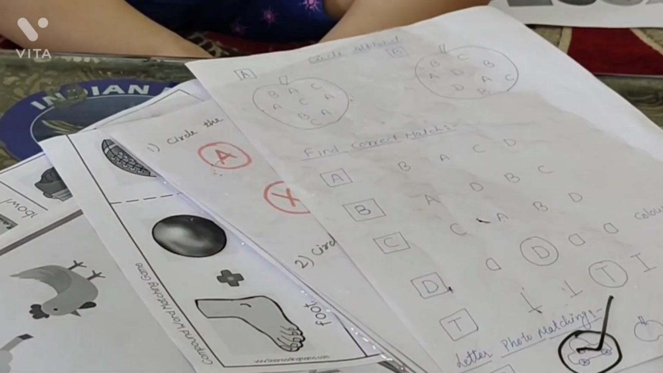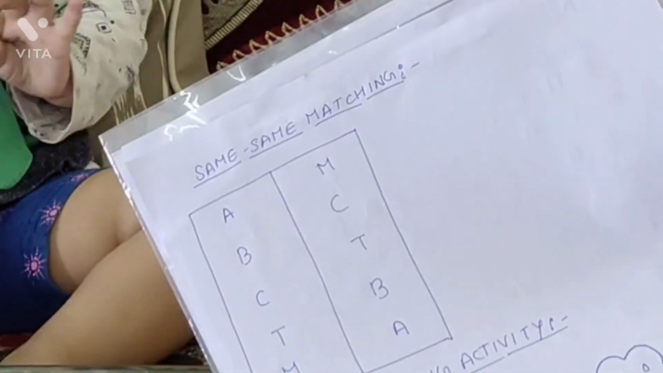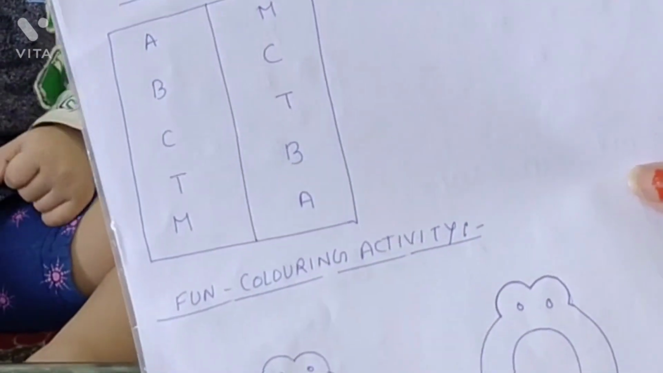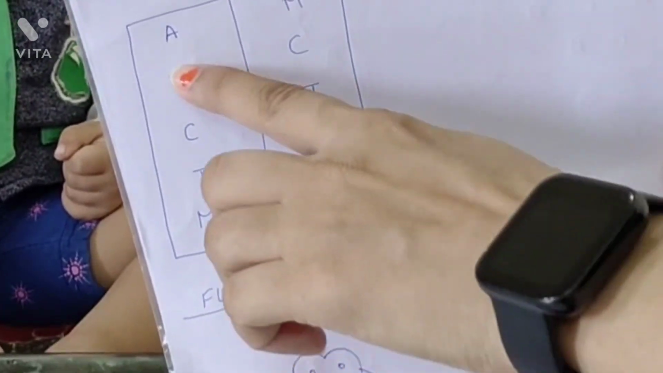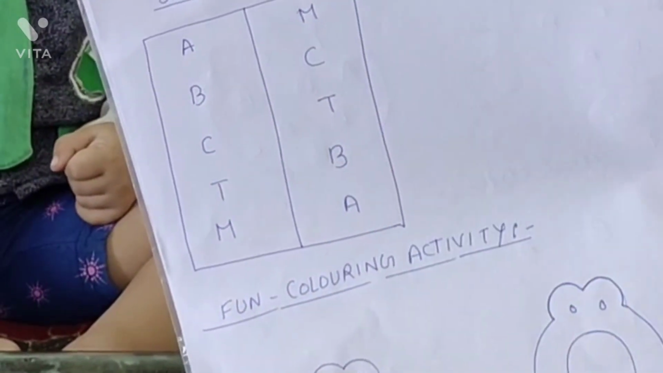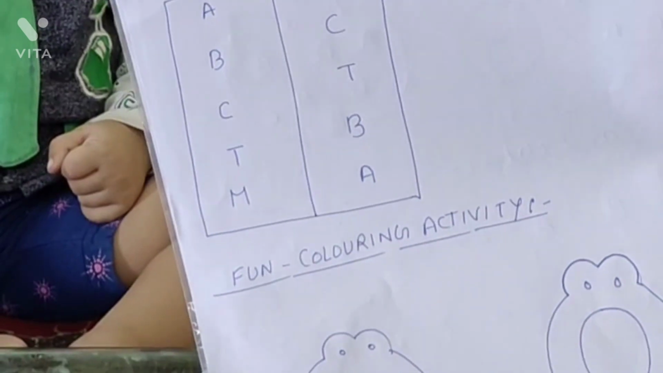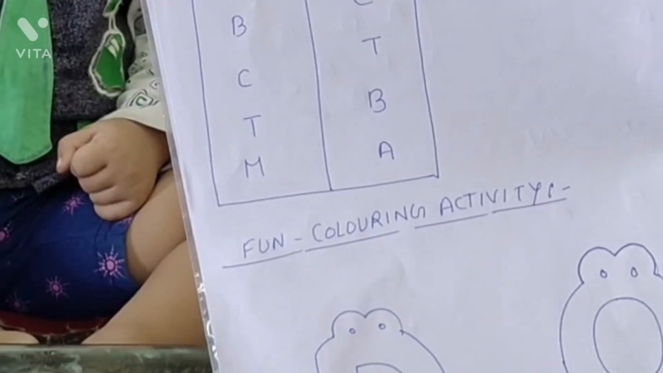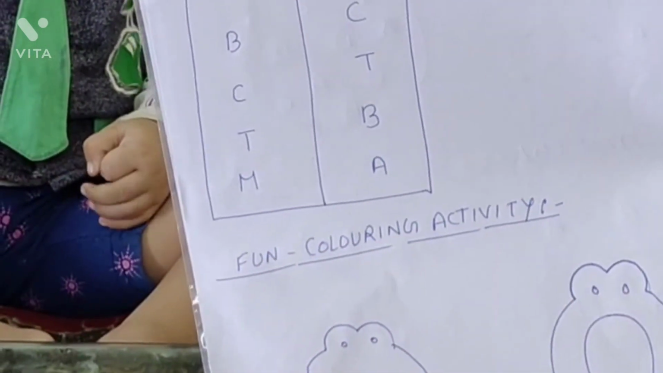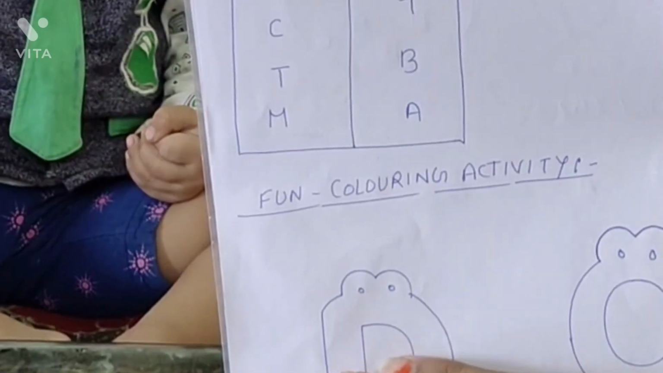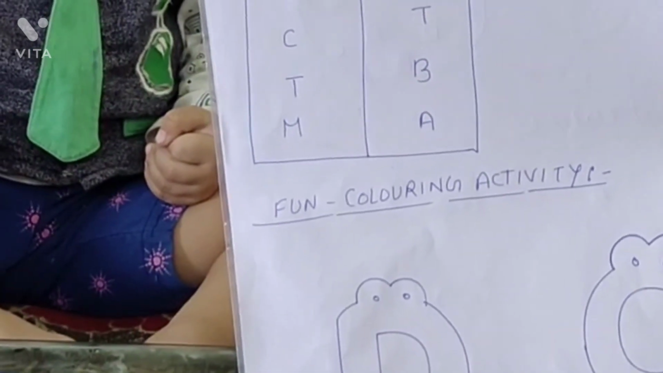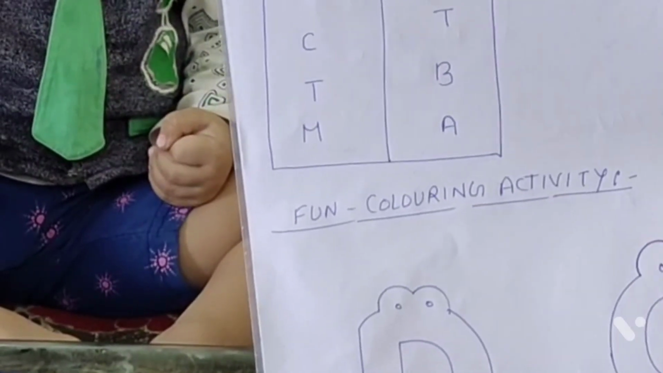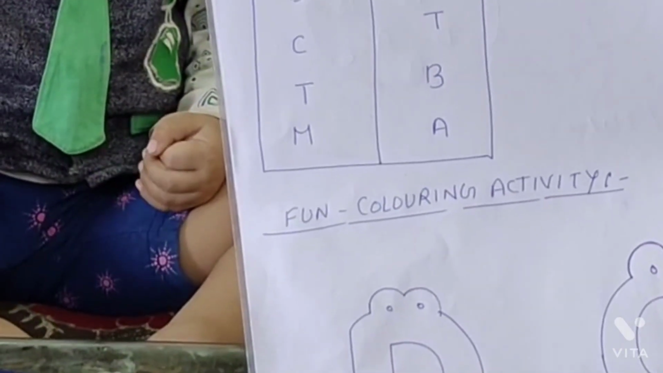This type of activities, if your child is at the starting level, then you can give these types of activities like A, B, C. This is also the best activity at the starting level for beginners. A fun activity you can also do. For example, you can write D, O and ask your child to color it. So your child will enjoy and also learn to identify alphabets.